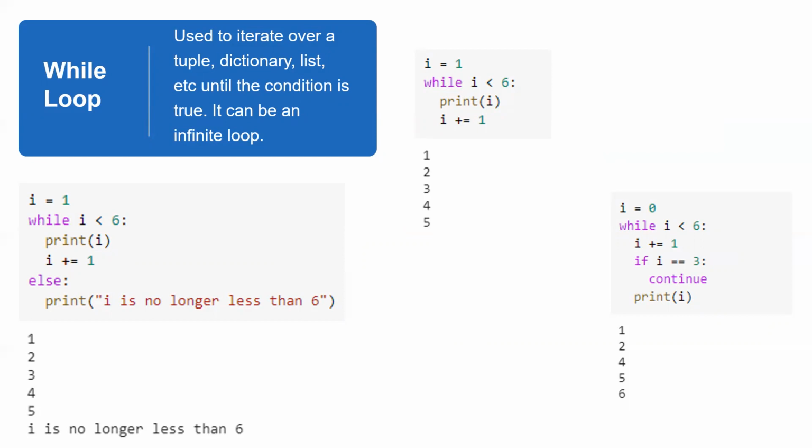We have a simple loop where i is initialized to 1. While i is less than 6, it prints all the numbers 1 through 5. In the second example, it checks if i is less than 6, it prints all of them and increments each value by 1. And when this condition turns false, it prints i is no longer less than 6.